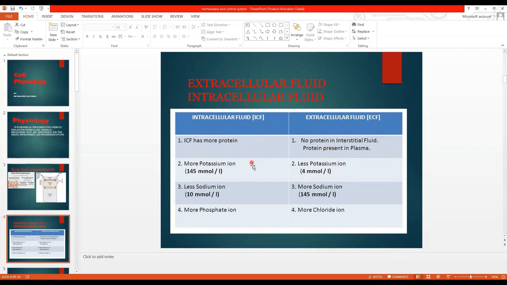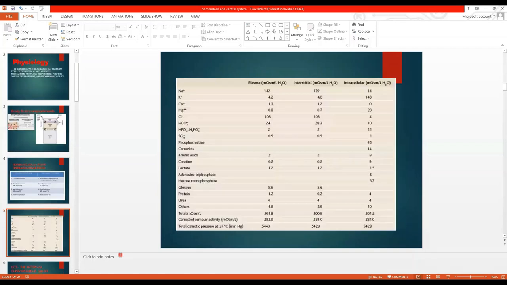Okay. Second is the difference in the concentration of ions. Intracellular fluid has more potassium ion and more phosphate ion, whereas extracellular fluid has more sodium and more chloride. This diagram shows the quantity of these ions present in the extracellular fluid and in the intracellular fluid. You have to memorize these values because these values are very important for the diagnosis of certain diseases.